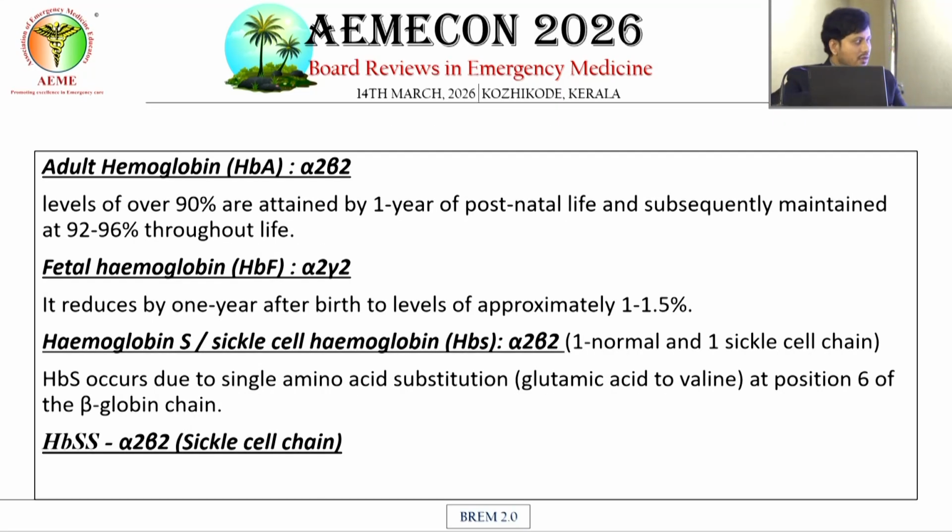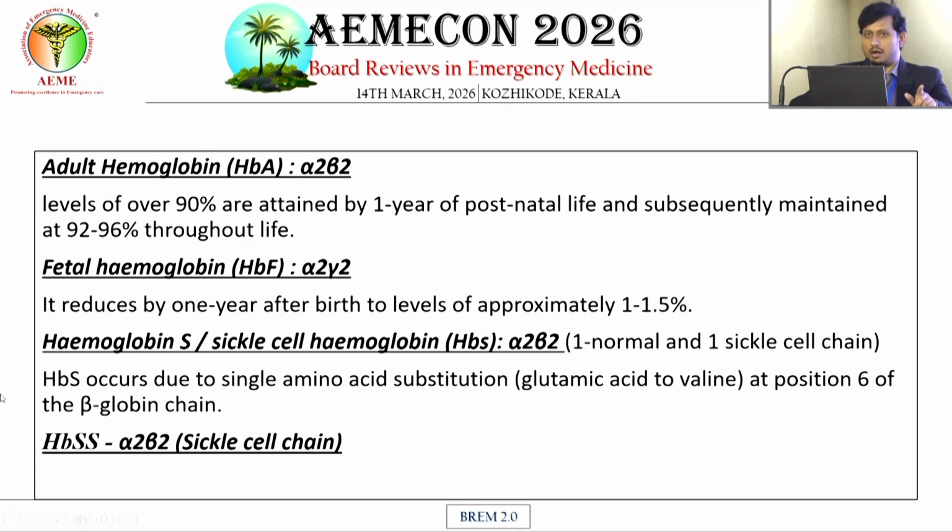And if you see the basic hemoglobin, the fetal hemoglobin has two alpha chains and two gamma chains. Generally, whenever we speak about hemoglobin, there are two components: one is the heme, the other is the globin. There are 4 types of globin chains: alpha, beta, gamma, and delta. So fetal hemoglobin is formed with alpha and gamma, and adult hemoglobin is formed with alpha and beta.